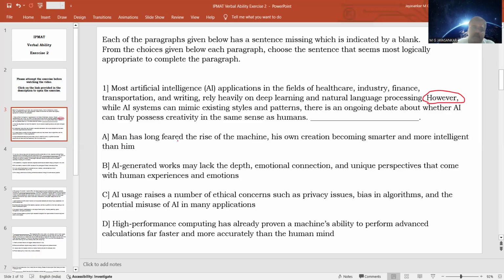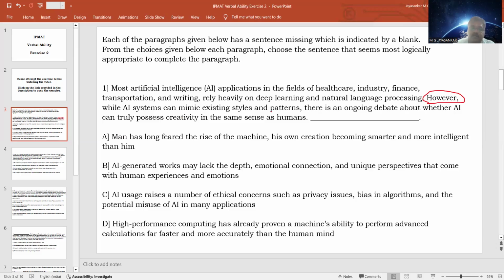First option: man has long feared the rise of the machine, his own creation becoming smarter and more intelligent. If we put this, what are we doing? We are actually reinforcing the positive aspect stated in the first sentence. We are not saying anything about the second sentence, because if man fears that machines are going to surpass human beings, then why should there be a debate regarding whether machines can have the same form of creativity that humans have?